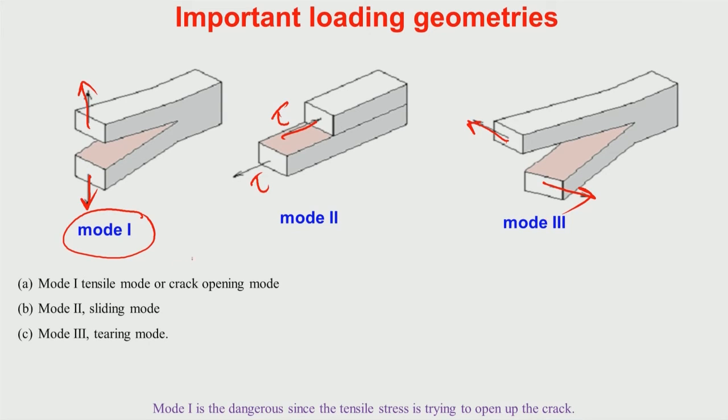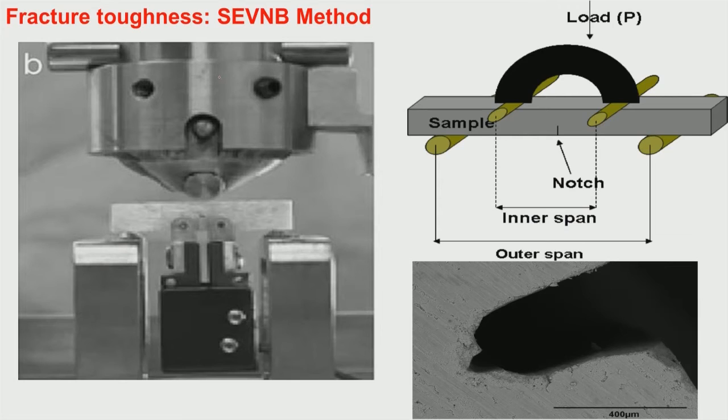Out of these, mode 1 is more dangerous. I put a star here. Why did I put a star? Because mode 1 is the crack opening mode, with tensile stresses on the surfaces. So, this crack can easily go across the material, leading to fracture of the material. So, mode 1 is much more critical, and in mode 2 you see it is more of a sliding mode. In case of mode 2 and mode 3, the fracture toughness values are not realistic compared to what fracture toughness one can determine experimentally by mode 1.